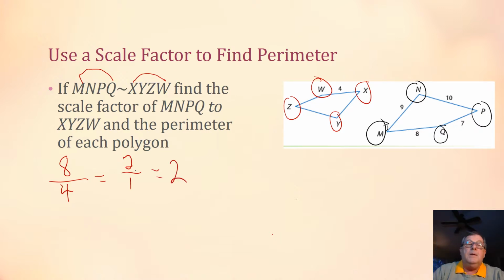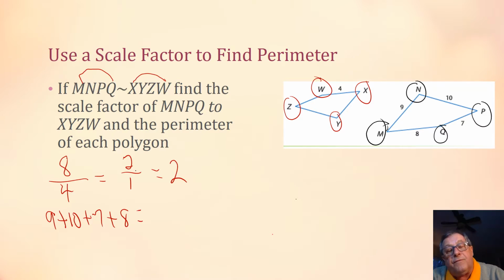All right. Well, now since we know that, that could help us find the perimeter. I could go through and try to figure out what the lengths of the sides are, set up proportions for all of that, but I don't really have to do that since I know the scale factor. And I can find the perimeter of MNPQ. And that is just going to be the addition of 9 plus 10 plus 7 plus 8. Let's see, 9 and 10 is 19, plus 7 is 26, plus 8 is 34.